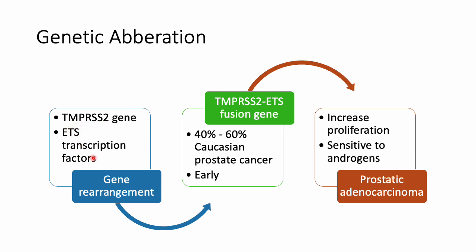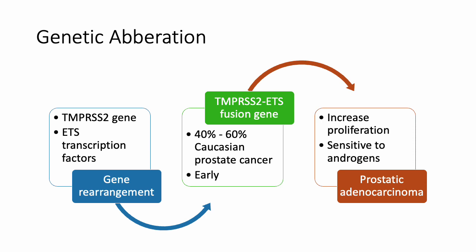The TMPRSS2 gene, fused with an ETS transcription factor, is a gene rearrangement usually found in 40% to 60% of Caucasian prostate cancer. This will increase proliferation and sensitivity to androgen. So this fusion gene makes the prostatic adenocarcinoma cells sensitive to androgen and easily increases their proliferation.